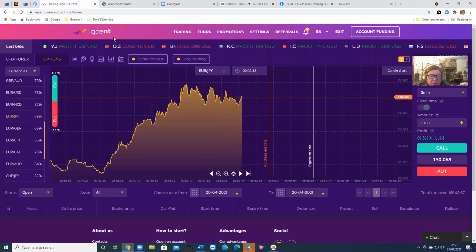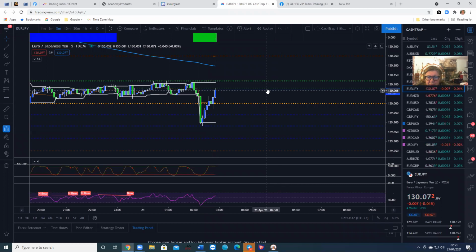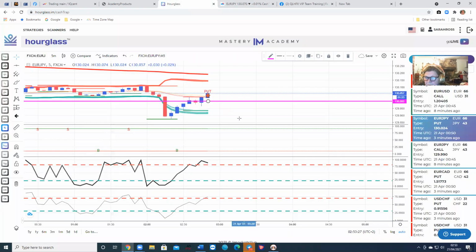Got 1 minute 34 to go. The broker says 070. That's this, that's 080. So it's at this level here, 070. HourGlass, 1 minute 15 left to go. So we haven't got the currency strength in our favor.